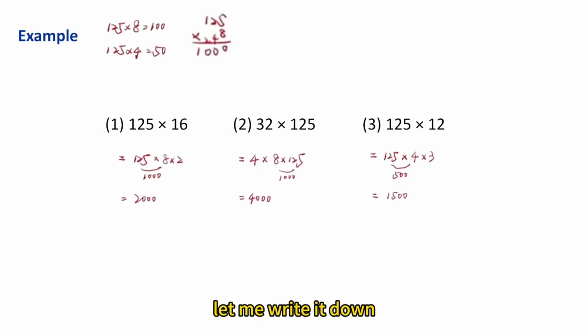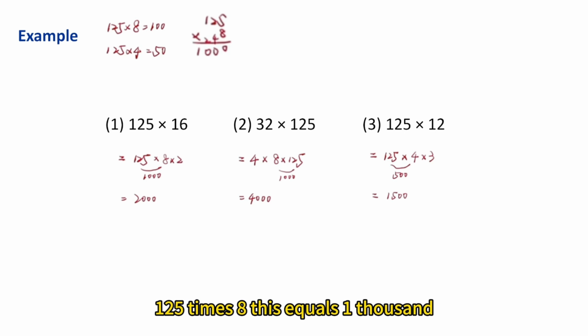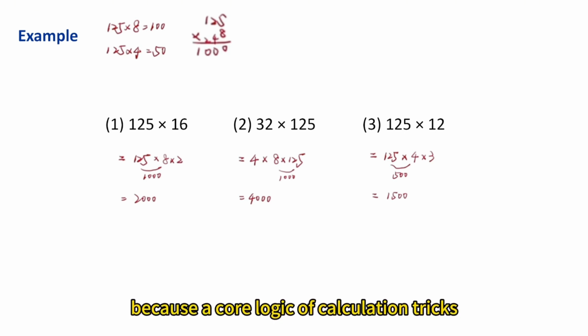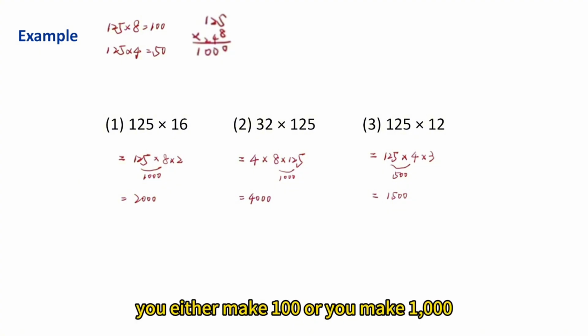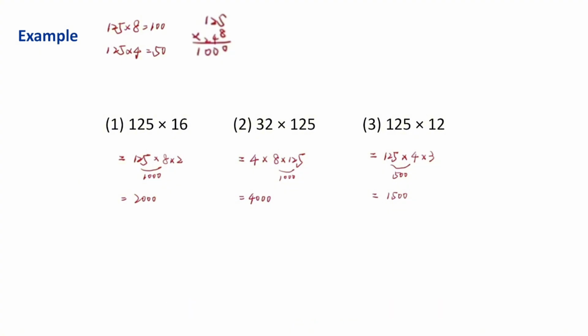Let me write it down. 125 times 8 equals 1000. Right, because a core logic of calculation tricks is to make a whole number. You either make 100 or you make 1000. In multiplication, who makes 1000? It's this one: 125 times 8.